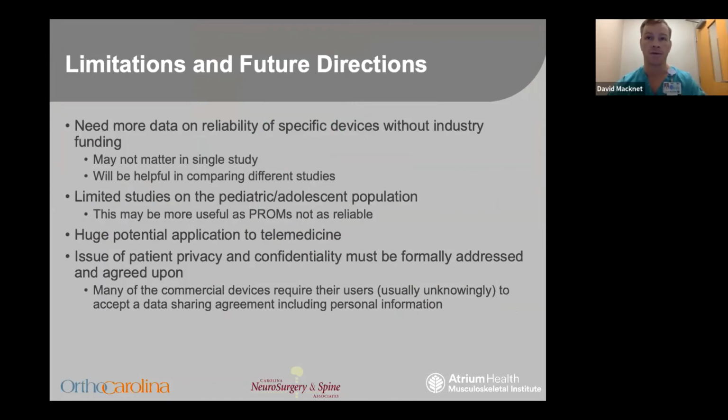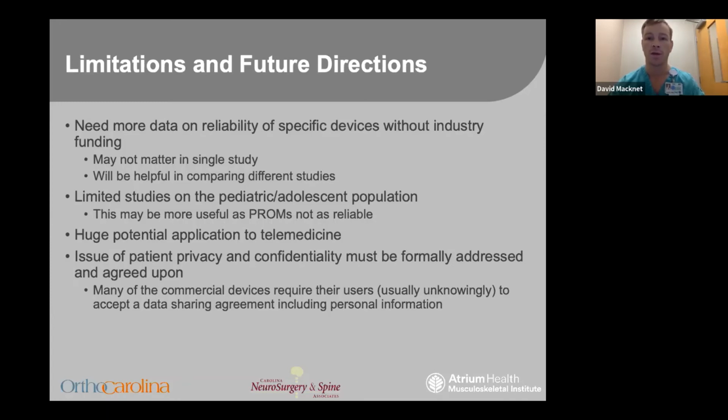There are a ton of devices currently being used in the literature, and we need further studies showing us which are the most reliable without industry funding. This will be helpful when we are comparing study to study with different activity trackers. There are limited studies currently in the pediatric population, and we don't know how this will correlate with their patient-reported outcomes. As I highlighted, I think these devices have huge potential future application in telemedicine, especially in tertiary referral centers like ours, where patients may travel from very far.